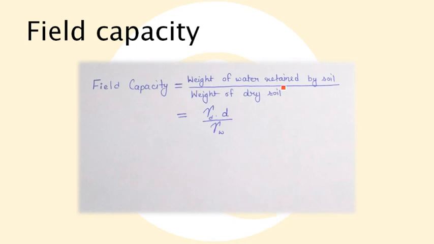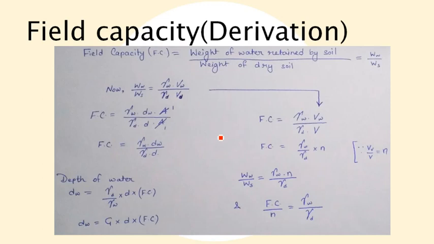It is the weight of water retained by soil to the weight of dry soil. As I've already told, field capacity is nothing but the water content of the soil. You have already studied this in soil mechanics. So this is the formula. Here's a derivation for you.